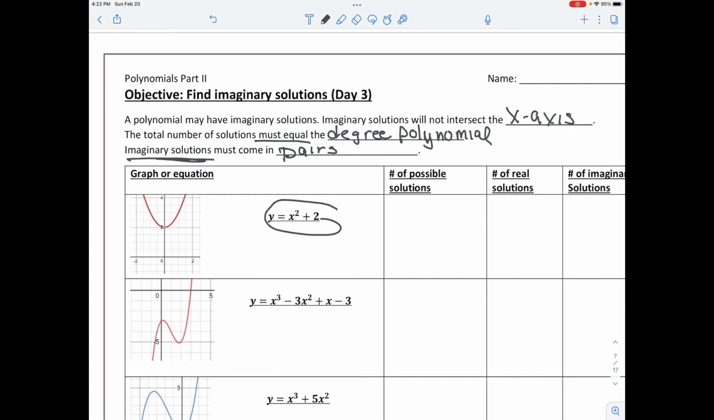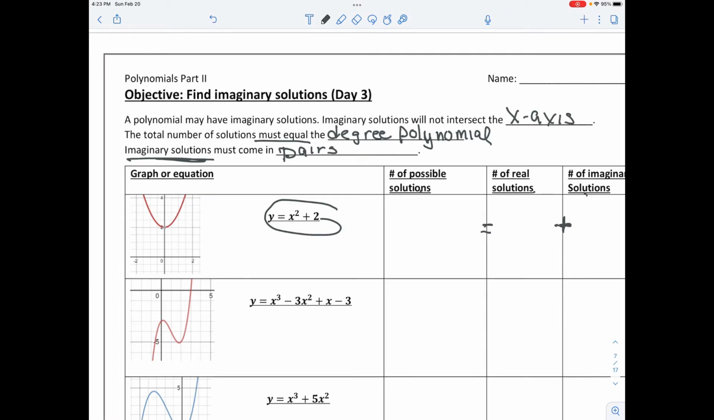So between the equation you're given, the function you're given, and the graph, we're going to determine the number of possible solutions, the number of real solutions, and the number of imaginary solutions. What we must remember is the number of real solutions plus the number of imaginary solutions must equal the number of possible solutions. Okay?